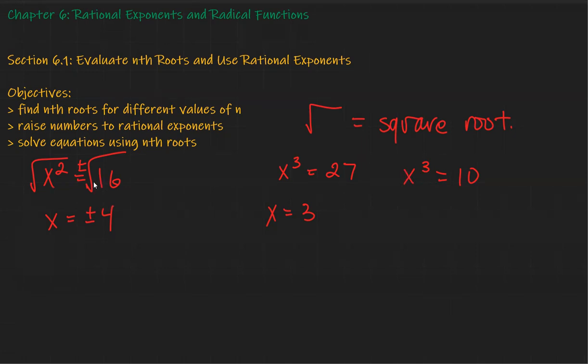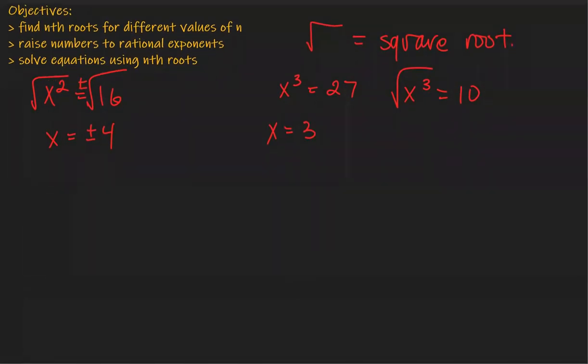What we need is something similar to the square root, but we can't square root x cubed because that doesn't cancel out the cube. The square root cancels out the squared. We need something to cancel out the cubed part, or the third power. Sorry, I kind of gave away the answer. And that's what we call the nth root. So let's talk about the nth root for a little bit. What is the nth root?